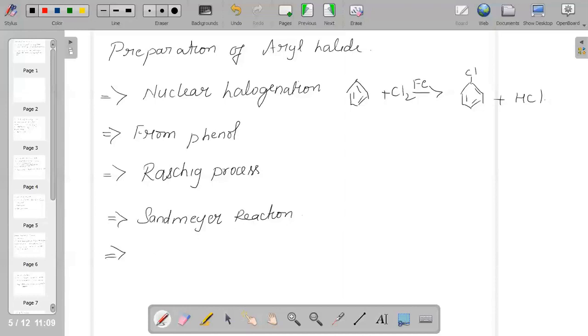You can also prepare aryl halide with another method called the Gattermann reaction, where haloarenes can be prepared by reaction of benzene diazonium chloride with copper powder in the presence of the corresponding halogen acid, and that reaction you call the Gattermann reaction. So there are different methods for preparation of aryl halides.